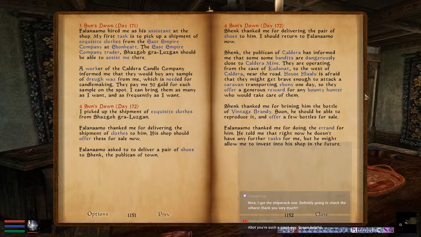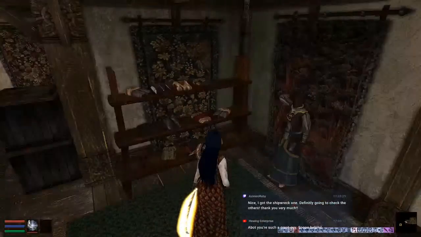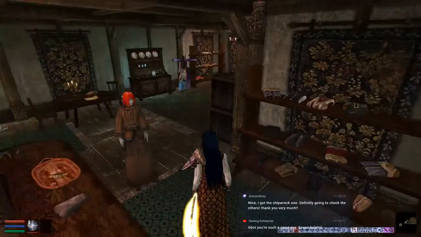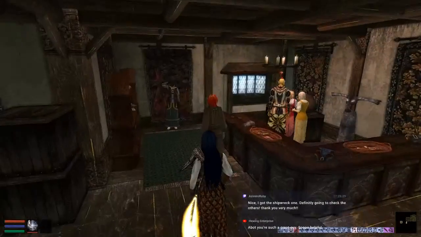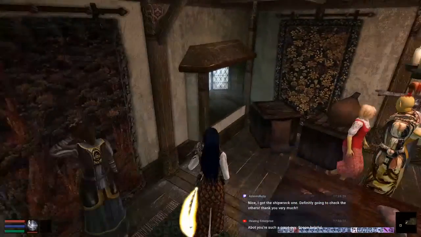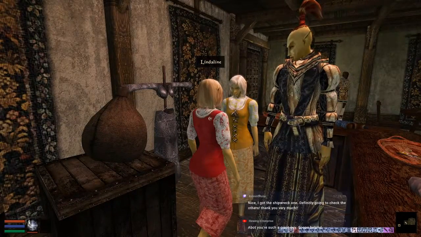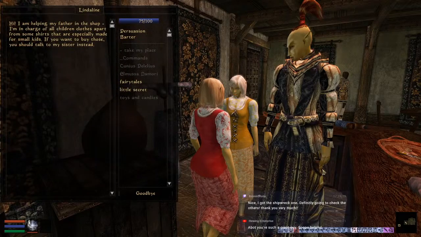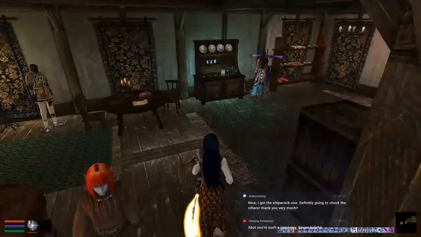Oh, right now he doesn't have any further tasks, but he might allow more tasks in the future, so... I could kill that ghoul. Those boots are ruined. Well, let's see if we can actually buy some clothes for the children. Linda. Oh, and let's check another thing.